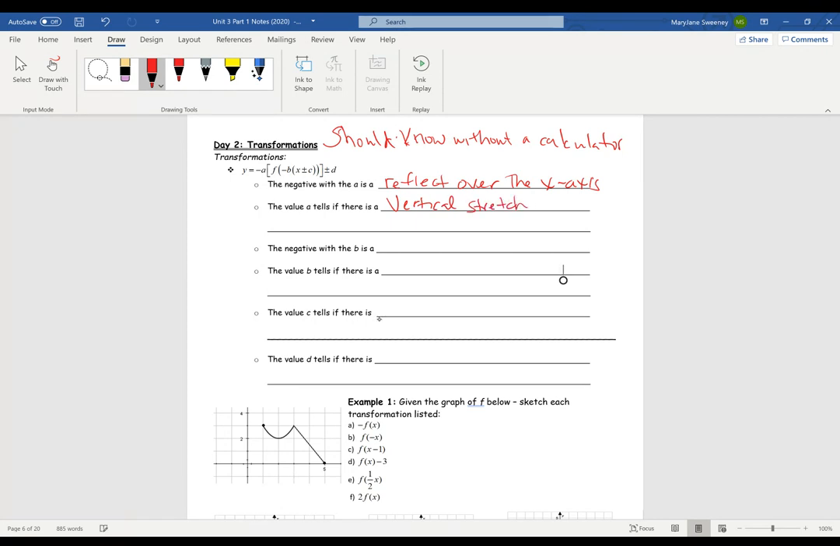The A value tells you if there's a vertical stretch, which is if the absolute value of A is greater than 1, or a vertical shrink if 0 is less than the absolute value of A, which is less than 1. Basically, if you have an A between 0 and 1. And again, the reason they're saying absolute value is because we're not taking the sign. We already know if A is negative, it's a reflect over the x-axis. If B is negative, it's a reflect over the y-axis.